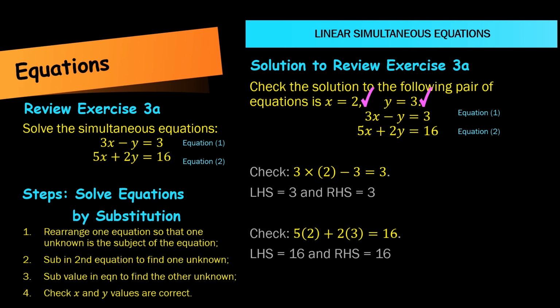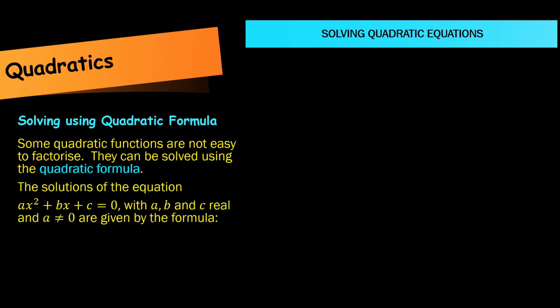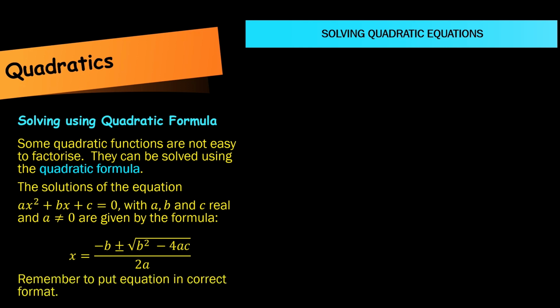Before moving on to part B, let's remind ourselves of the quadratic formula. Of course, some quadratic functions are not easy to factorize. They can be solved using the quadratic formula. The solutions of the equation ax squared plus bx plus c equals 0, with a, b and c real and a not equal to 0, are given by the formula x equals minus b plus or minus square root of b squared minus 4ac all over 2a. Remember to put the equation in the correct format before beginning.